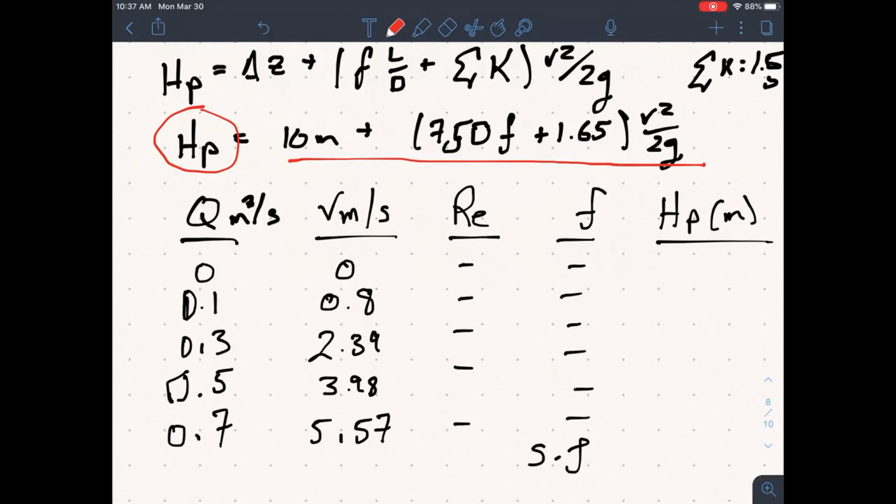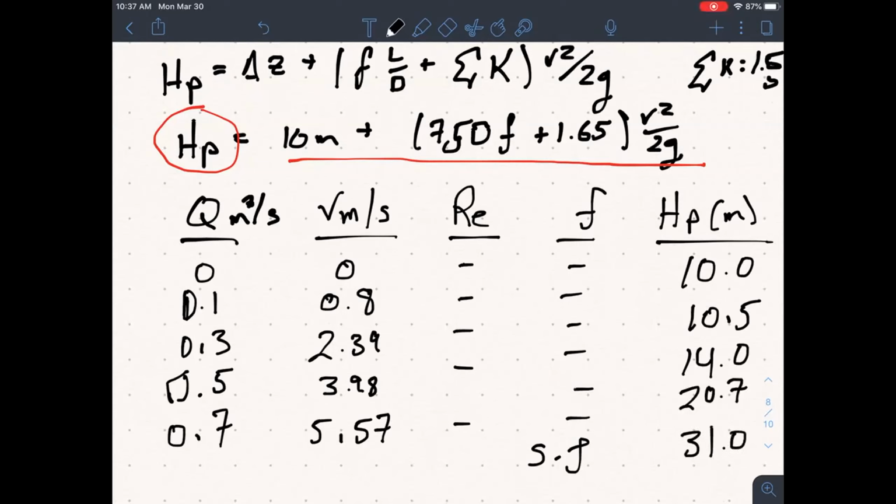And we end up with 10.0, 10.5, 14.0, 20.7, and then 31.0. So you can see as you increase the discharge, we're kind of a quadratic equation. So we're starting to increase non-linearly in terms of the head that the pump has to overcome.